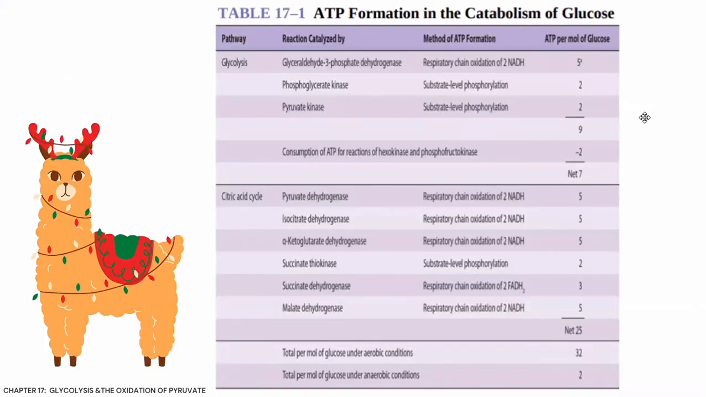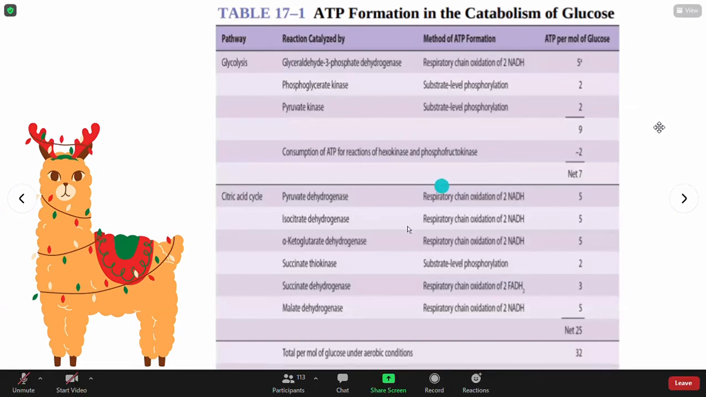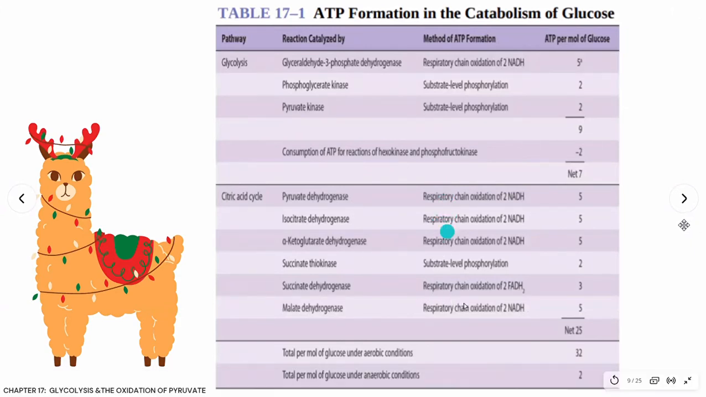Those are your ATP formation and the catabolism of your glucose. These are the enzymes involved. And you have your NADH of 7. And then the acetyl-CoA goes through your citric acid cycle, and you will have an NADH of 25. You add these two together, 25 and 7, a total of 32.